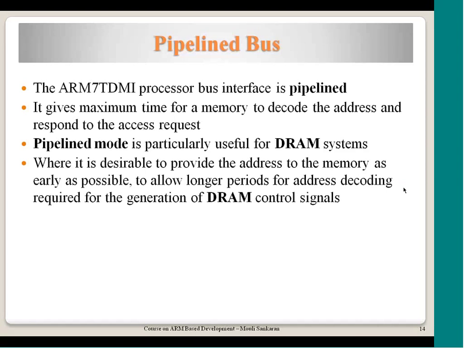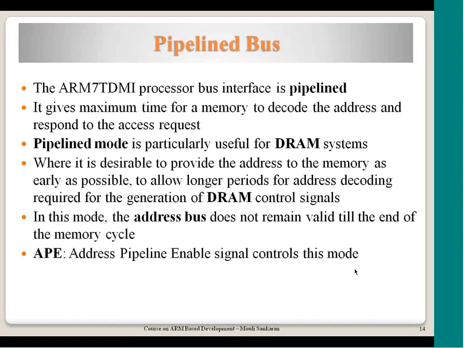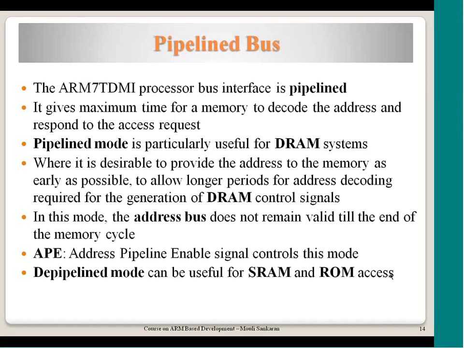So this is what is address expressed in this, and then in this mode, the address bus does not remain valid till the end of the memory cycle. So there needs to be an agreement between the memory and the processor on the signal details, and then accordingly the address and data bit will be read by the processor. So there is an address pipeline enabled signal which indicates to the memory that it is in the pipeline mode. The deep pipeline mode could be used for SRAM and ROM kind of memories where this kind of a delay is not needed between the address and the data reading into the memory.